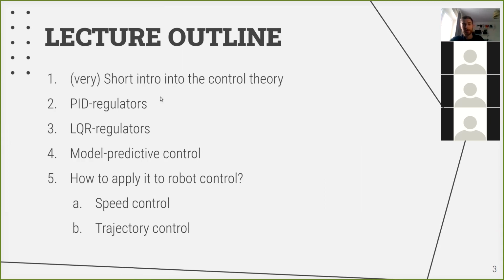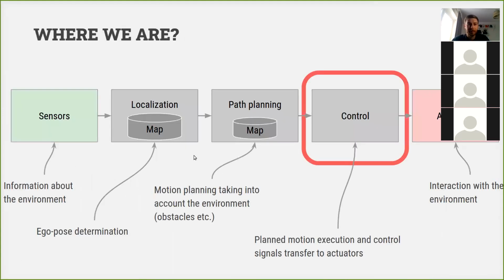And then we will discuss three types of regulators which are used to control basically any object, but in terms of robotics, to control our speed or trajectory. These are the PID regulator, the LQR regulator, and model-predictive control. And then we will see how these things are applied in robotics.